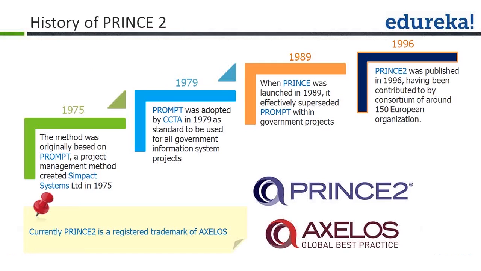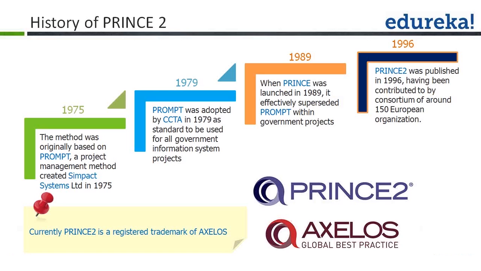Now let's have a quick overview of the history of PRINCE2. The method was originally based on PROMPT, a project management method created by a private limited company called Simpact Systems Limited in 1975. PROMPT was adopted by CCTA, the Central Computer and Telecommunication Agency, in 1979 as the standard to be used for all government information systems projects.